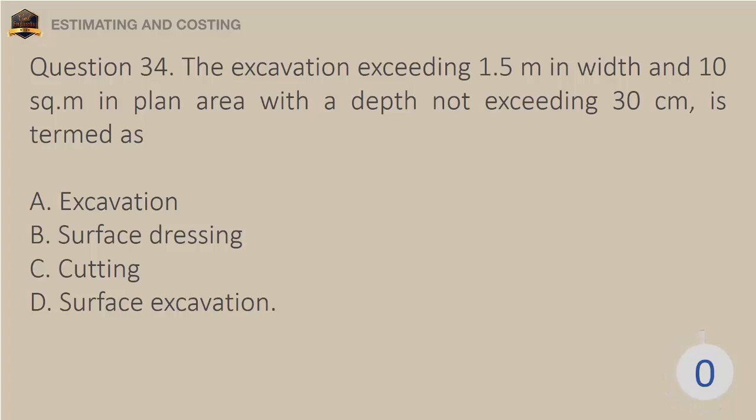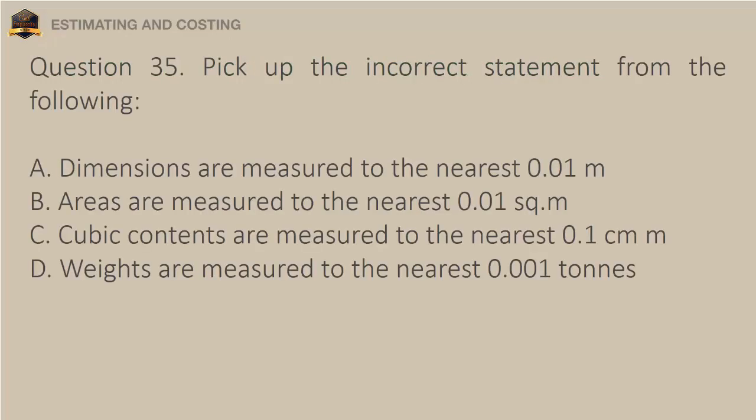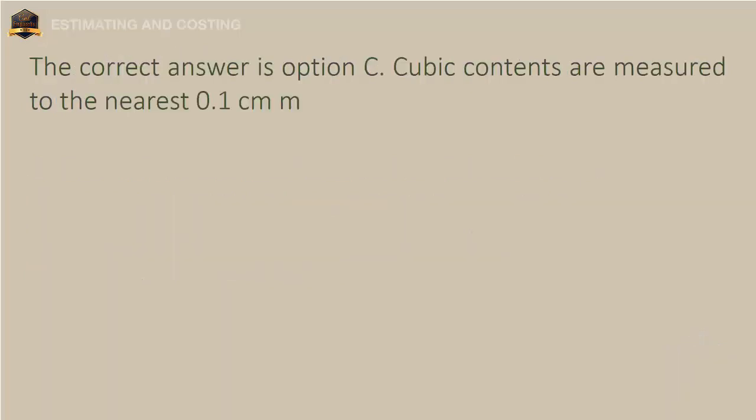The correct answer is option D, altitude variation. Question 35. Pick up the incorrect statement from the following. A. Dimensions are measured to the nearest 0.01 meters. B. Areas are measured to the nearest 0.01 square meters. C. Cubic contents are measured to the nearest 0.1 cubic meters. D. Weights are measured to the nearest 0.001 tons. The correct answer is option E. The water seal is less than that of ordinary traps.